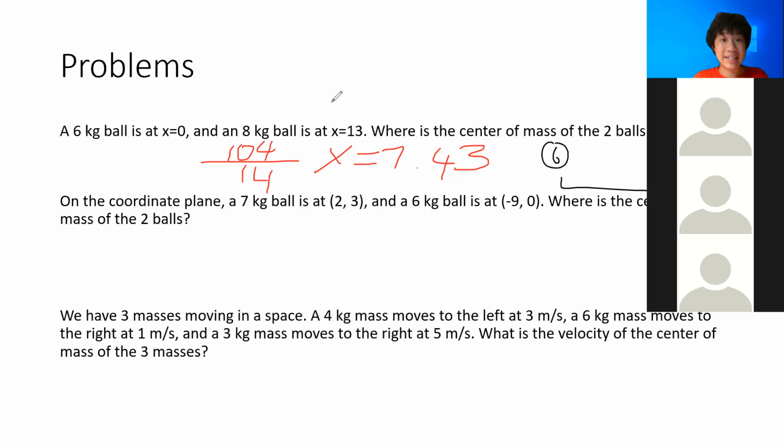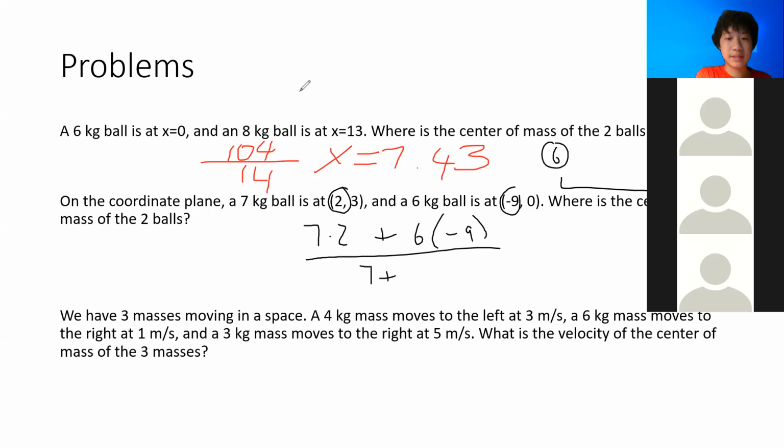and a 6 kilogram ball is at negative 9, 0. Where's the center of mass? Well, once again, we can calculate this separately. The center of mass x position is separate from the center of mass y position. So we can just calculate the x positions. 7 is at 2, 6 is at negative 9: 7 times 2 plus 6 times negative 9, all over 7 plus 6. So that's going to give the x position.